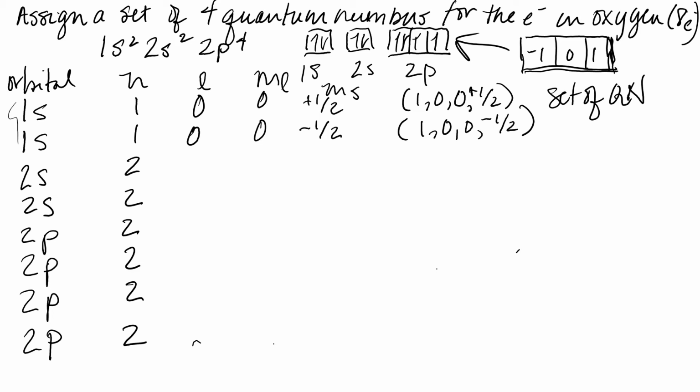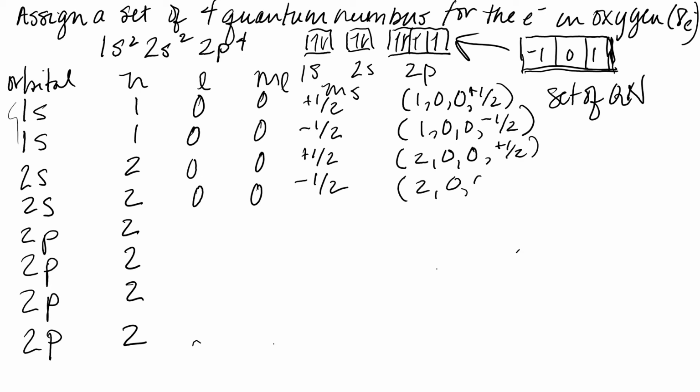So let's jump up to the 2s. We're still in an s orbital, so L equals 0, M sub L equals 0, and they're in the same orbital, so their spins are opposite in sign. So now we have 2, 0, 0, plus 1/2, 2, 0, 0, minus 1/2.